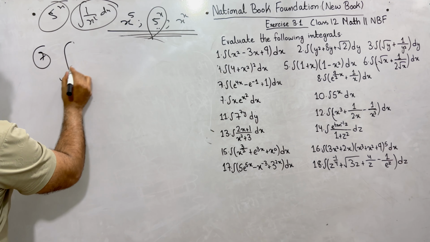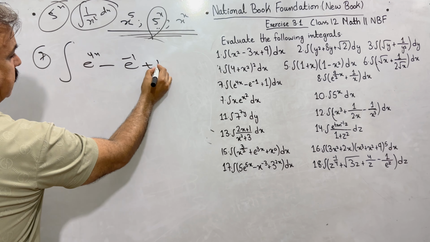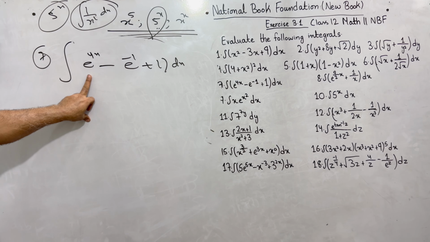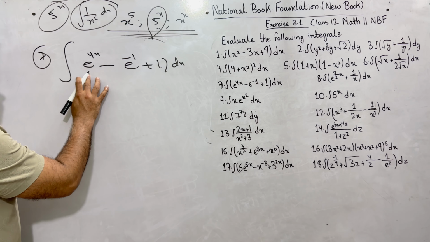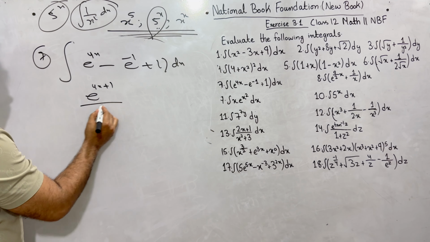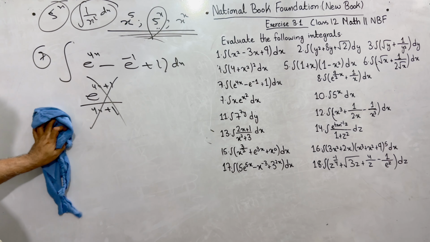I have e raised to 4x, e raised to minus 1 plus 1 dx. Look at this, e raised to 4x, base constant, power variable. It is not the case that I add 1 into the power and divide by the same. This is not the case.